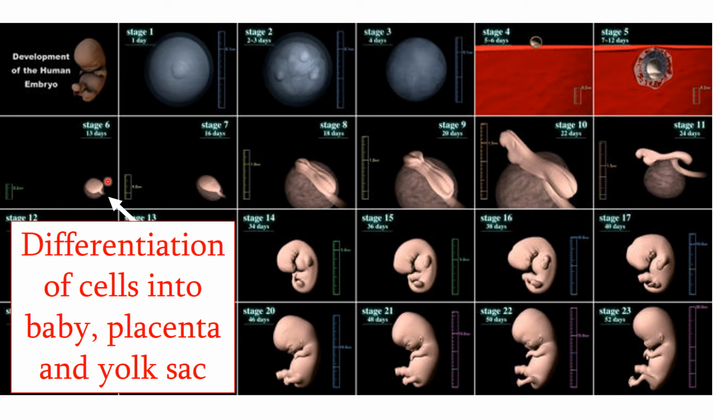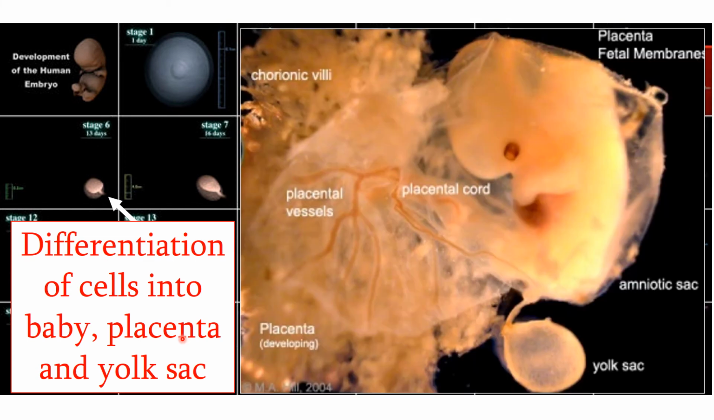Down here, this is stage 6. So what's that? I can't quite read that. It's 13 days, I think. So this is when it begins to differentiate. So you've got the baby, placenta, and yolk sac, which looks a bit like that. So quite early on. And again, what is this at this point in time? Is that a baby? I'm sure you have your own thoughts on whether that constitutes human life at that point.